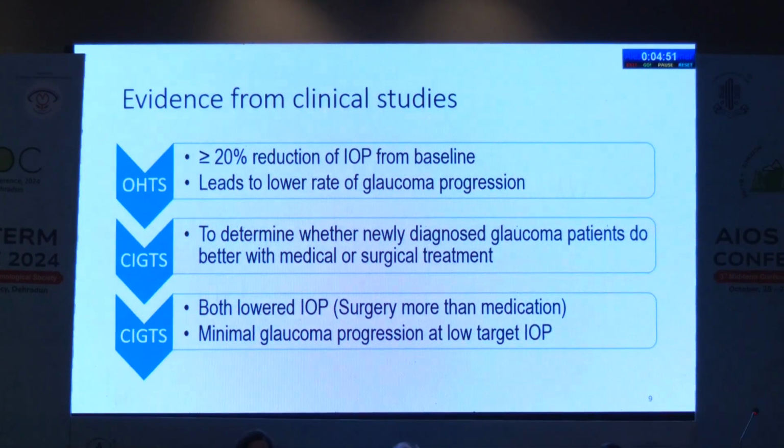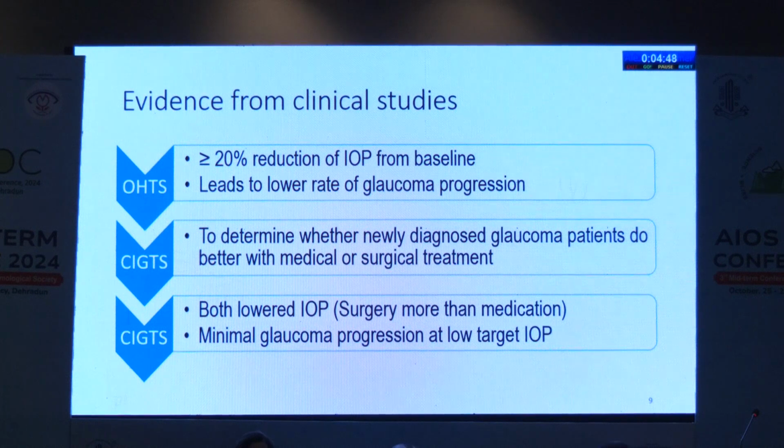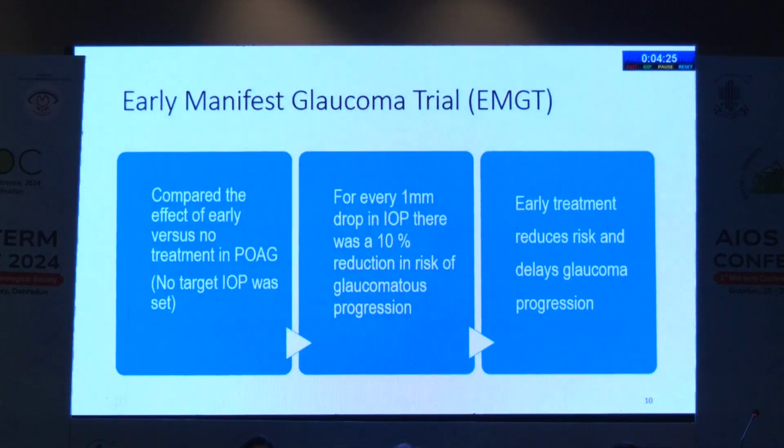There is a lot of evidence from clinical studies like the OHTS, which has shown that at least a 20% reduction of IOP from baseline leads to lower glaucoma progression. CIGTS has also said that with trabeculectomy versus medication, both are useful, and when you have achieved a target IOP, the progression of glaucoma is minimized. Similarly, in EMGT, although they did not set any target intraocular pressure, they found that for every 1 millimeter drop in IOP, there is a 10% reduction in the risk of glaucoma progression.